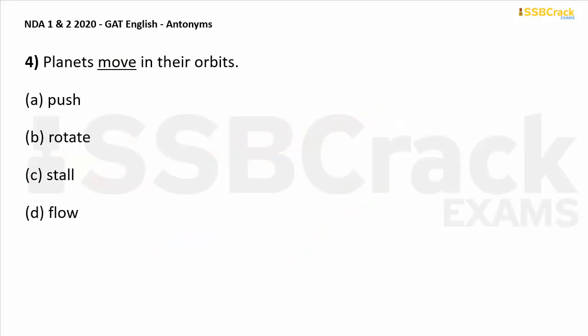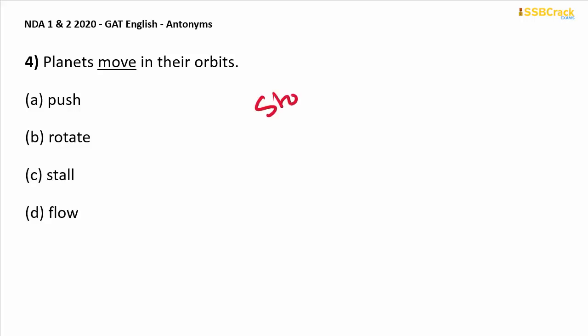Next question. Planets move in the orbit. So when something is in motion, something is moving, what is the opposite of move? The opposite of move is to stop. This is the antonym of move. Push is not to do anything with move. When you're pushing something, obviously that object is moving. So you can cross this out.